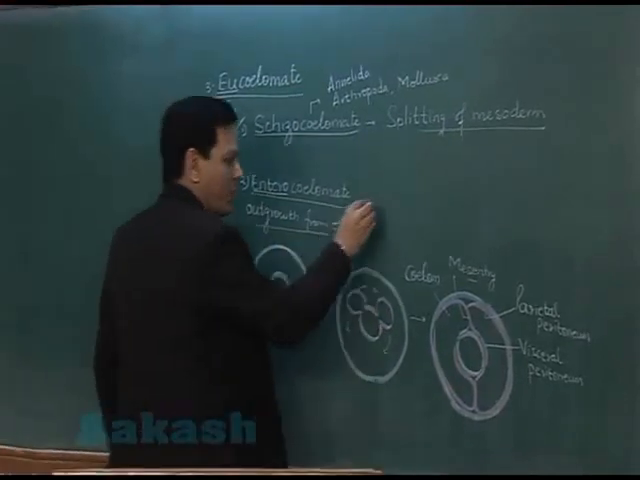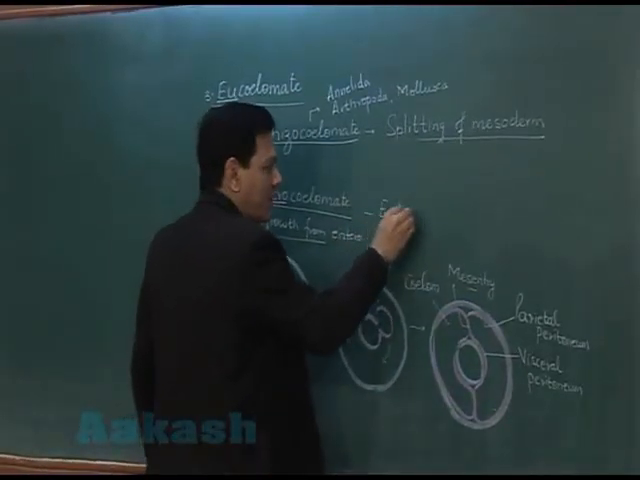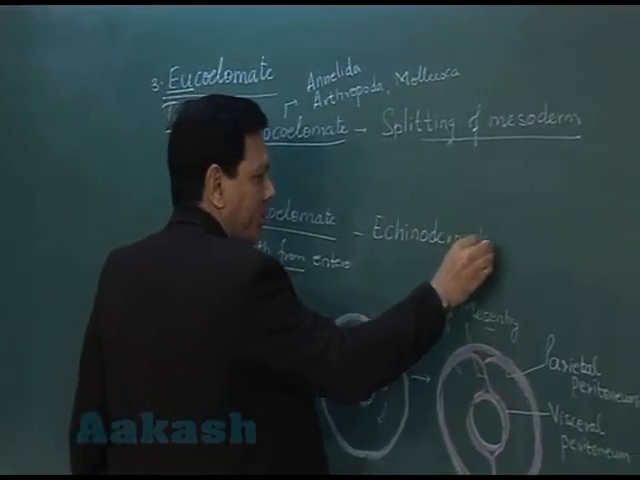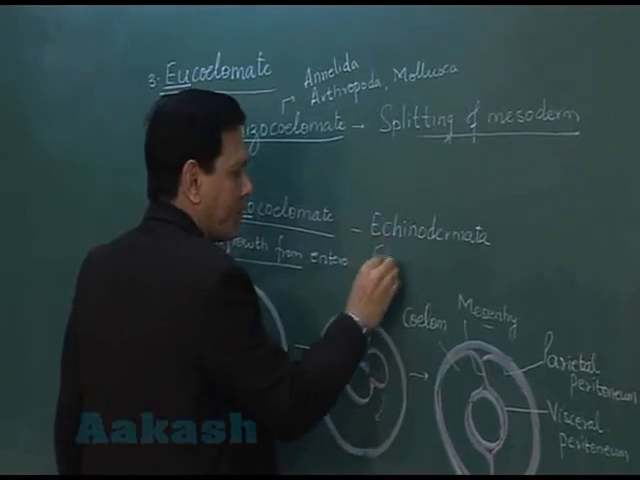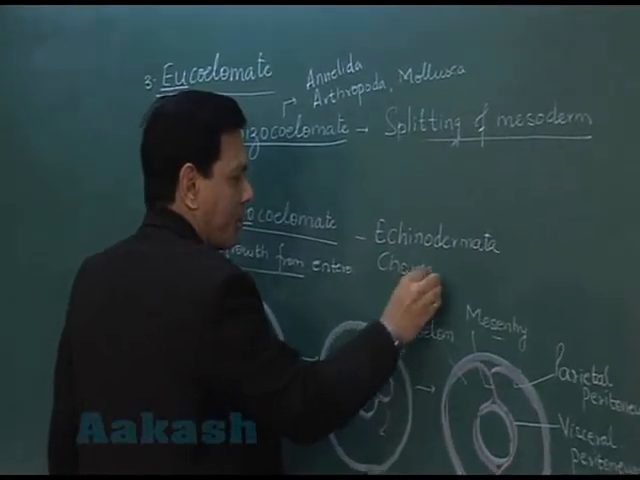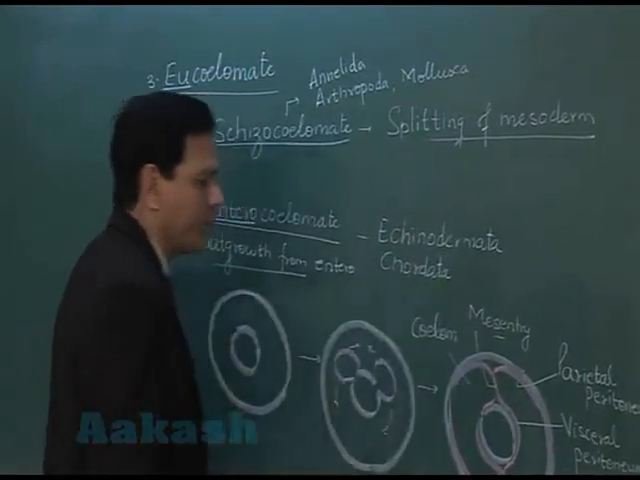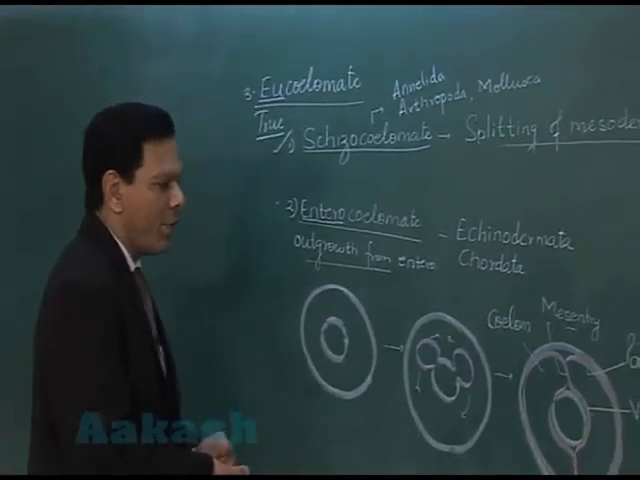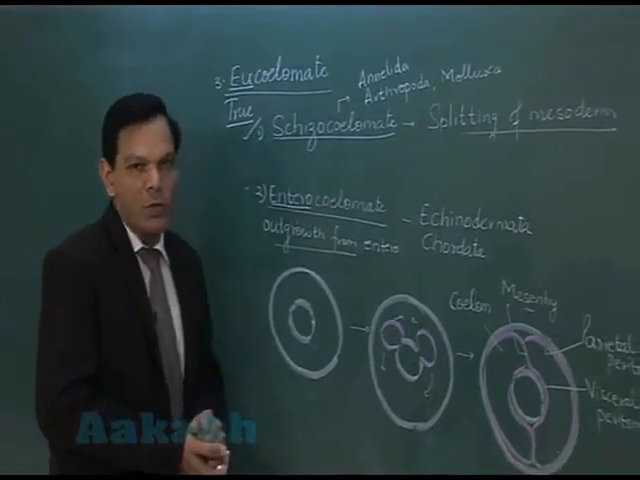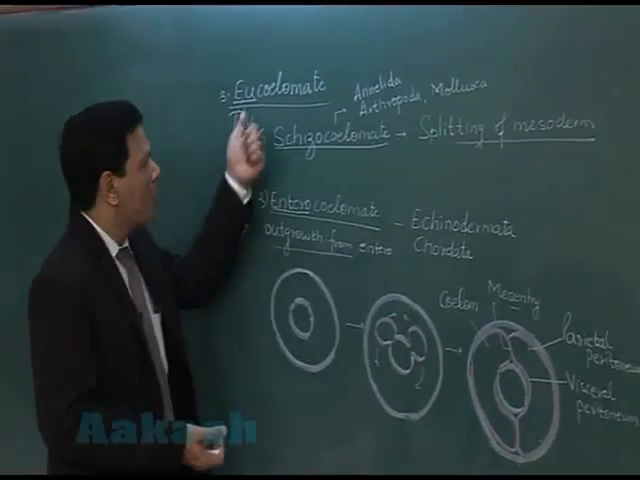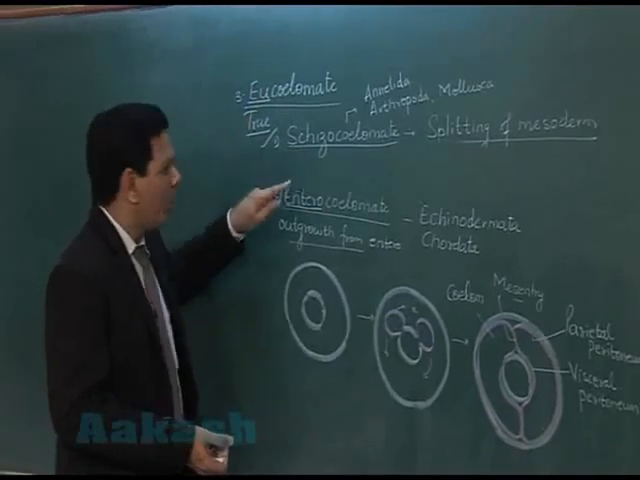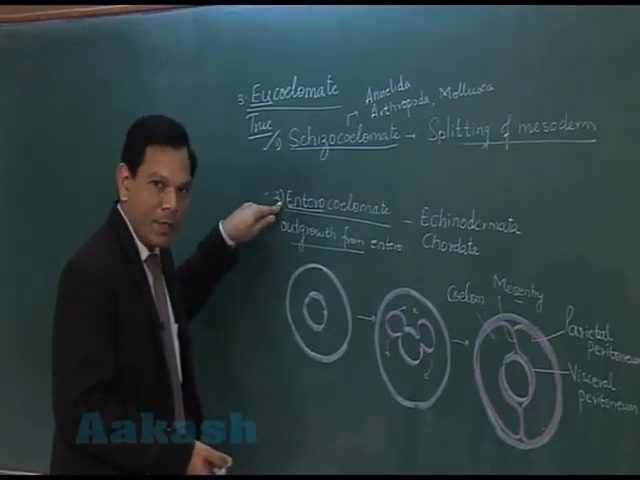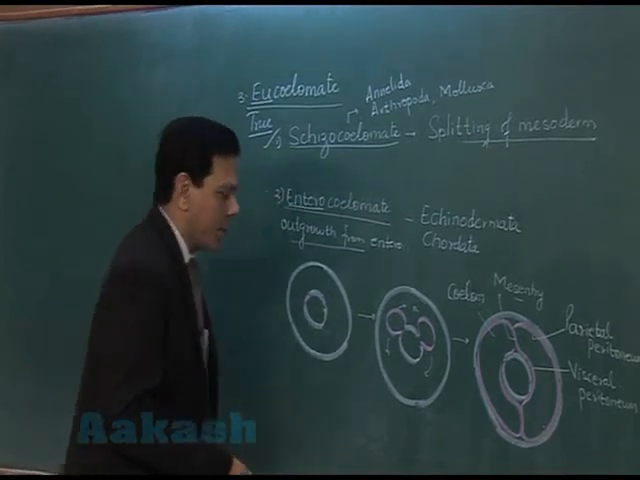that is in case of examples. Examples इसमें हम लिख सकते हैं echinodermata, chordata. So that will be the example. So on the basis of coelom, the animals can be acoelomate, can be pseudocoelomate, or they can be eucoelomate. And eucoelomate can further be of two types, can be schizocoelomate or it can be enterocoelomate. Is it clear? So that's regarding the coelom.